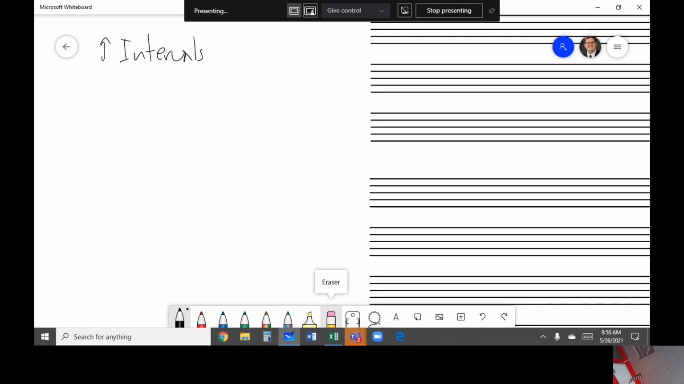For intervals, there are numbers and there are qualities. For the quantities, for the numbers, you're going to have seconds, thirds, fourths, fifths, sixths, sevenths, and octaves. It's possible to have ninths and tenths as well. And I guess we could also say that there is a unison. Those are the quantities.